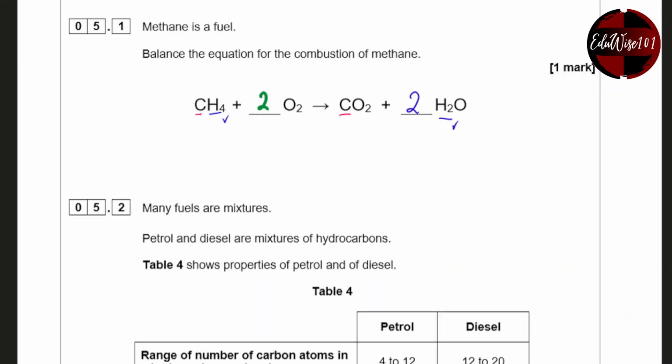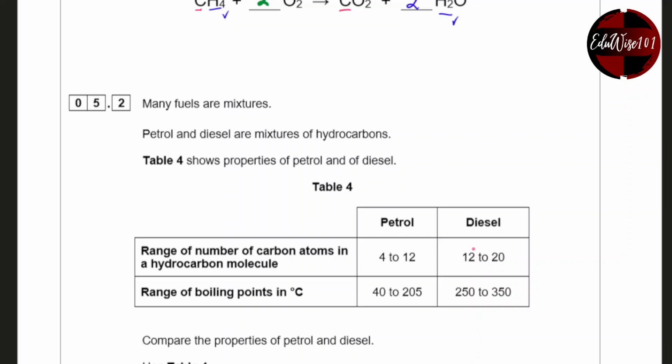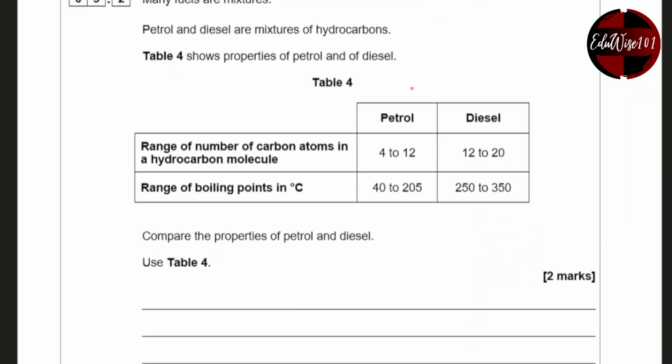Okay, let's have a look at the next question. 5.2. Many fuels are mixtures. Petrol and diesel are mixtures of hydrocarbons. Table 4 shows the properties of petrol and of diesel. So these are the properties.